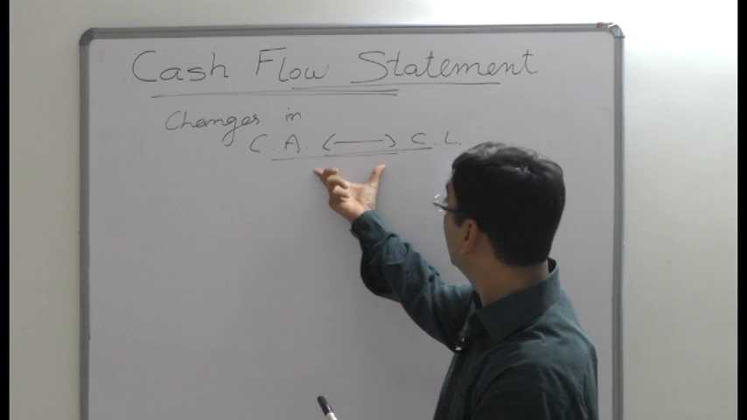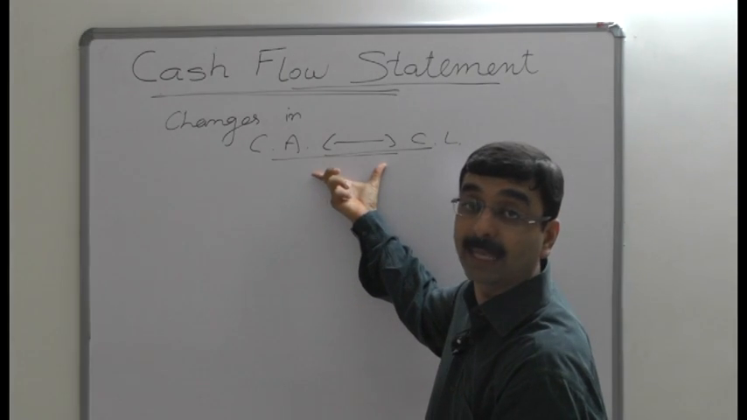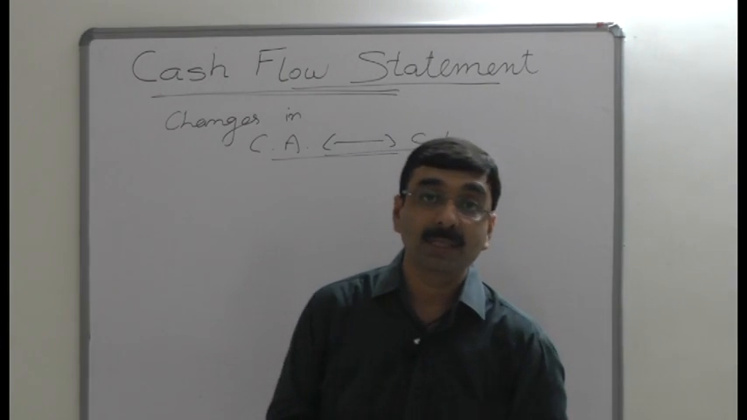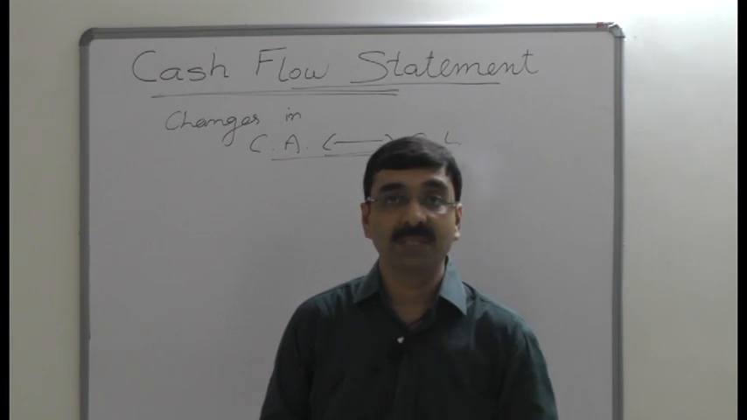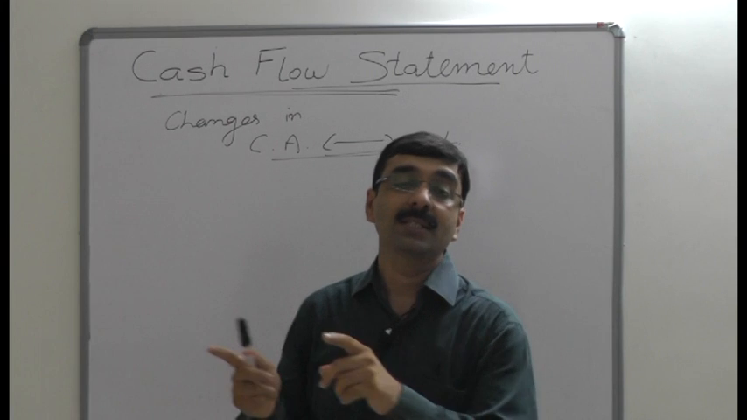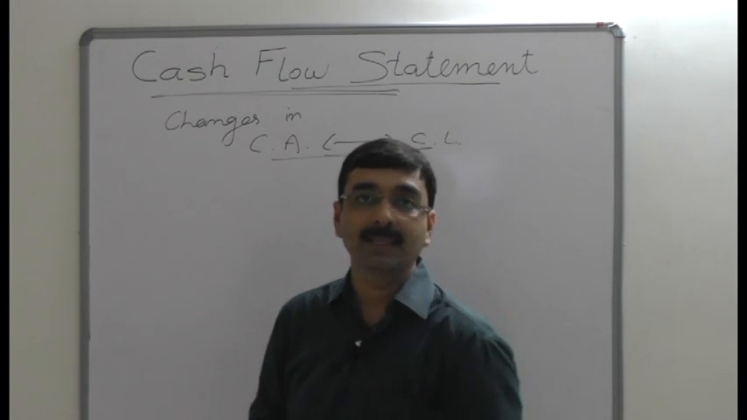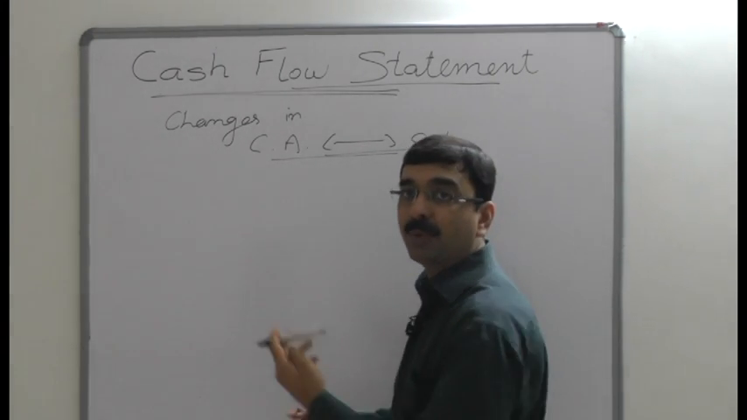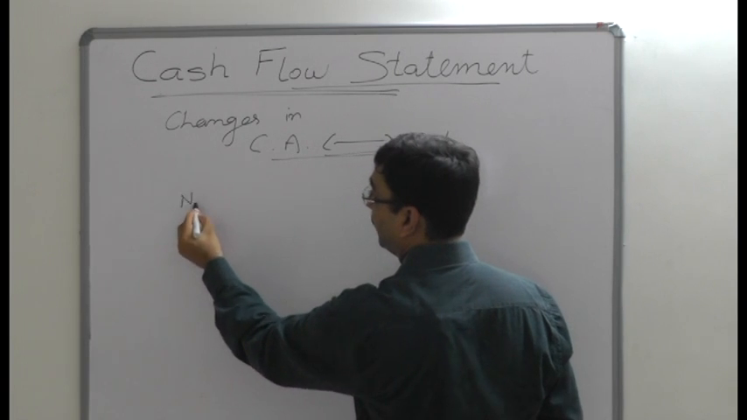Ultimately, both the items are affected to the working capital. So changes in working capital is also a part of cash flow statement. And under that, the cash flow is affected due to the changes in current assets. Let's see an example. Supposing the net profit is rupees 1 lakh.